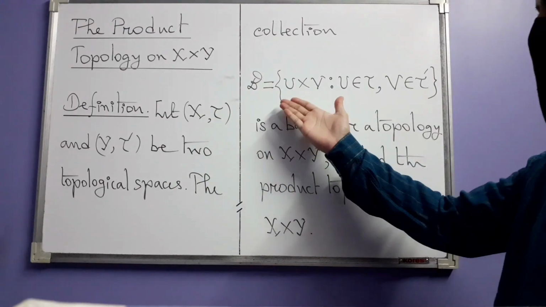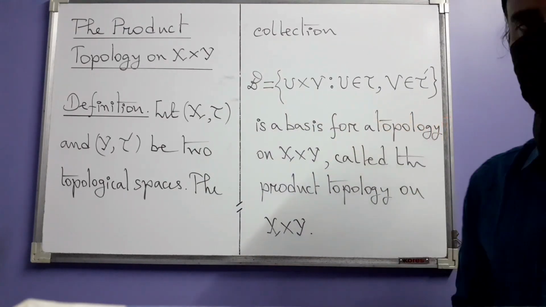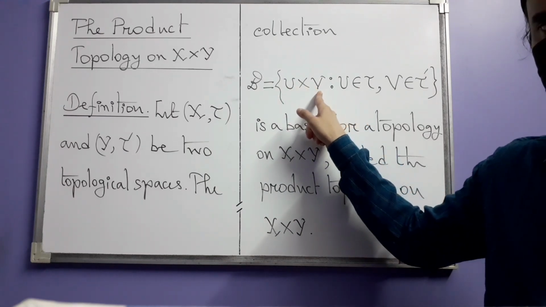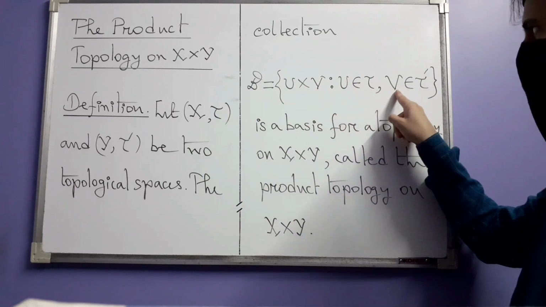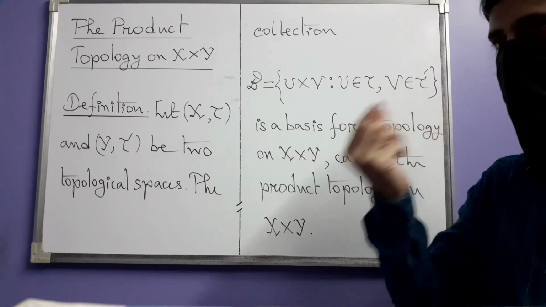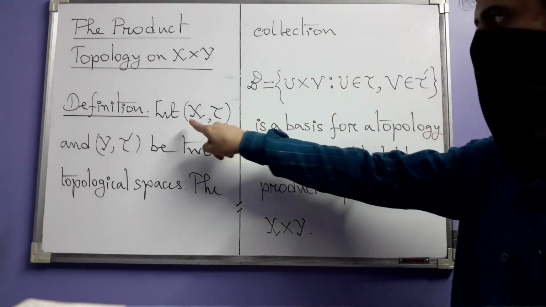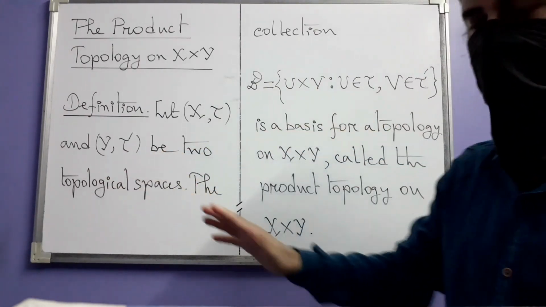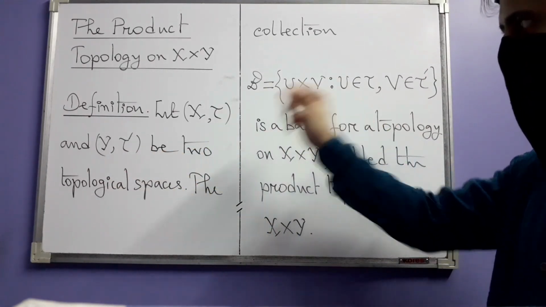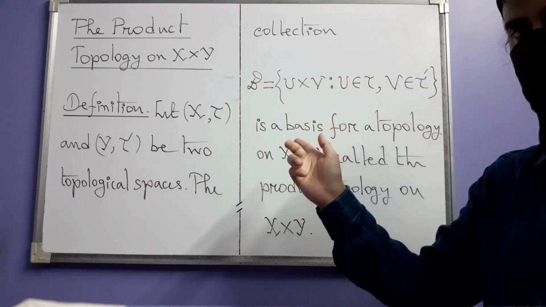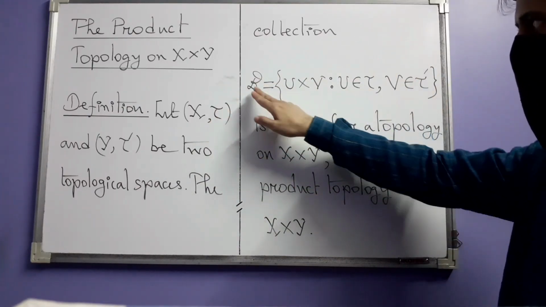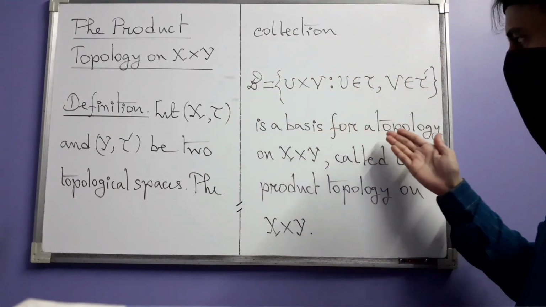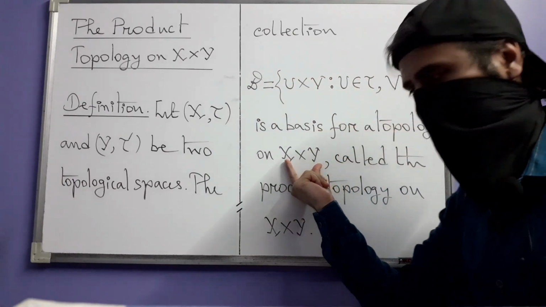Then you consider the following collection of sets of the form U times V, where U is an element of tau and V is an element of tau prime. This means that U is an open set in X and V is an open set in Y. So, we are considering all products of open sets of X and open sets of Y, and we are calling that collection B. It turns out that this collection is a basis for a topology on the product X times Y.